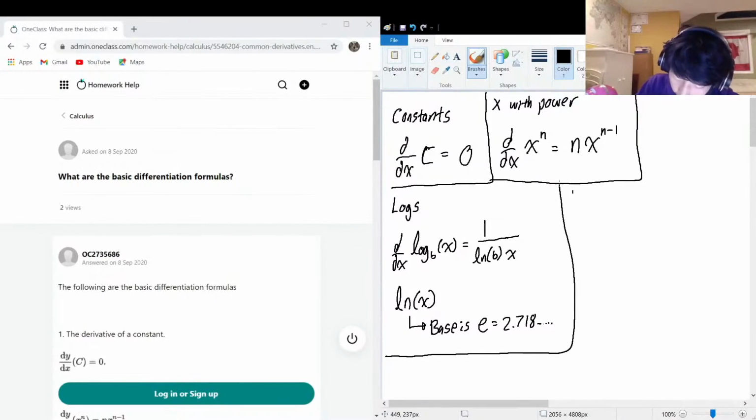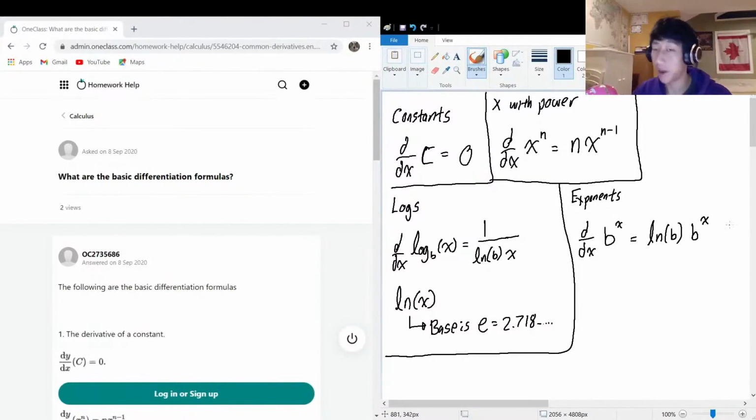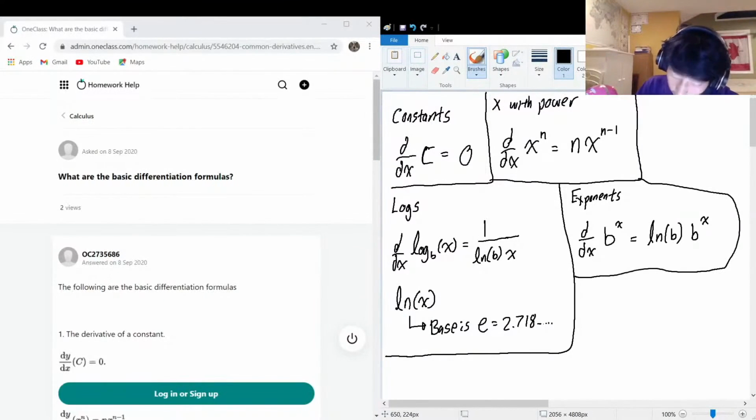Okay, and exponents. The derivative d over dx of some base to the power of x is going to be the natural logarithm of the base multiplied by the base to the power of x. And of course if the base is e, like 2.718, the ln of the base is just going to be a 1 term, and that can be ignored. So these are the basic ones.